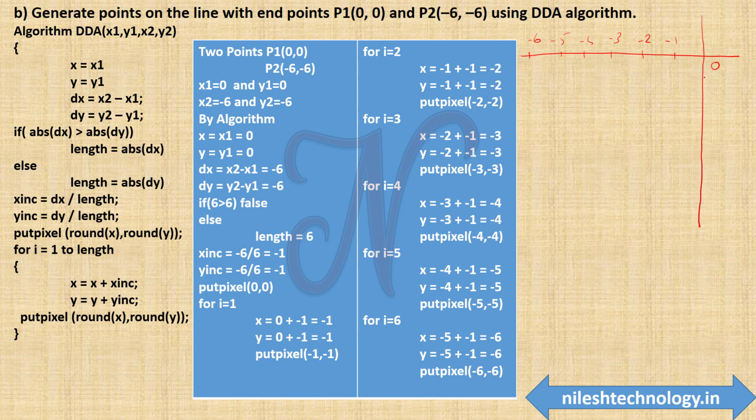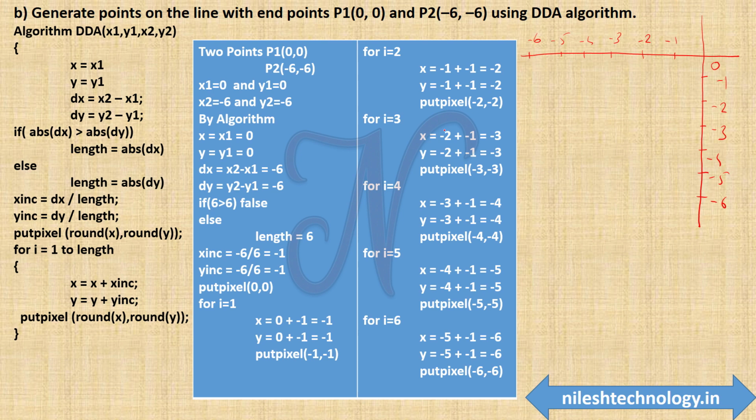And here negative numbers: minus 1, minus 2, minus 3, minus 4, minus 5 and minus 6. Draw this graph on your answer sheet. Okay, now getting the graph paper.